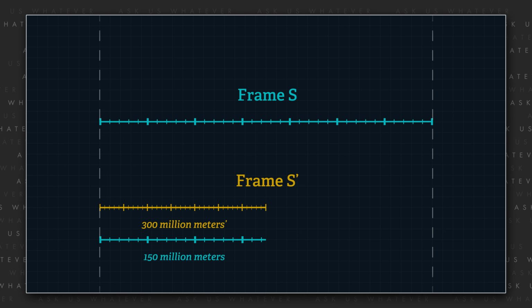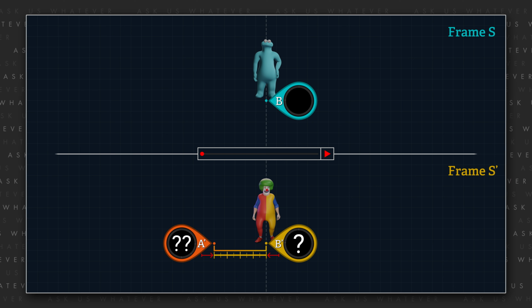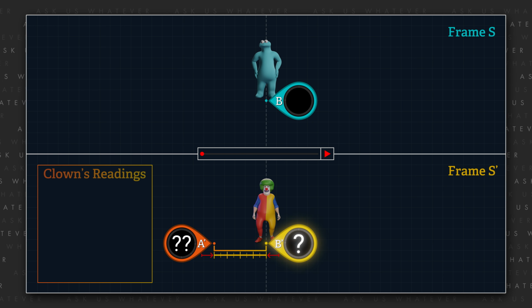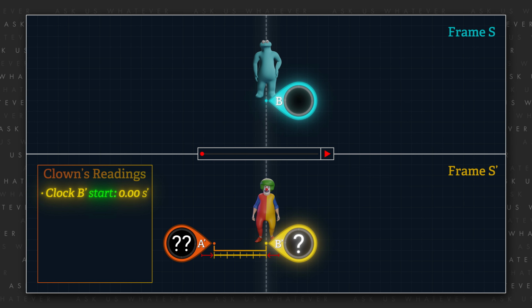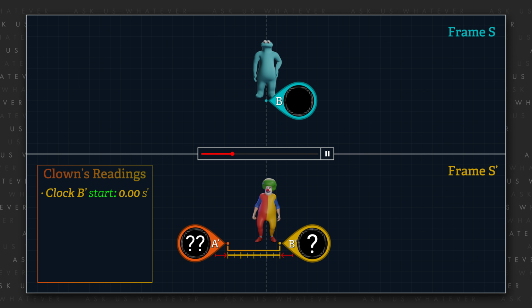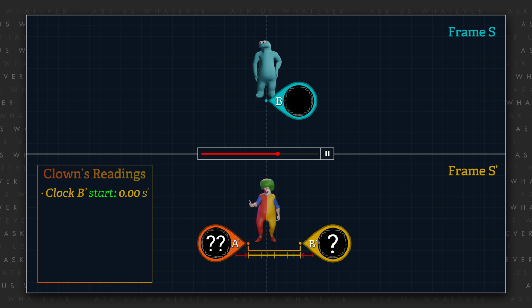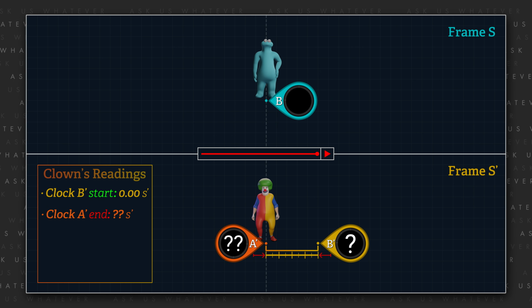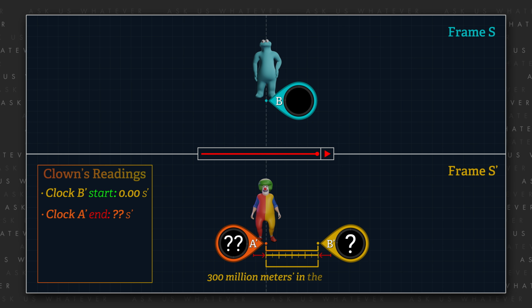And so 300 million meter prime sticks lined up end to end would be comparable to about 150 million meter sticks lined up similarly. In our first scenario, we will assume that the clown takes a reading at clock B prime when clock B prime is aligned with clock B, and then takes a reading at clock A prime when clock A prime becomes aligned with clock B. The two clock readings will be separated in frame S prime by 300 million meters prime in the negative x direction.